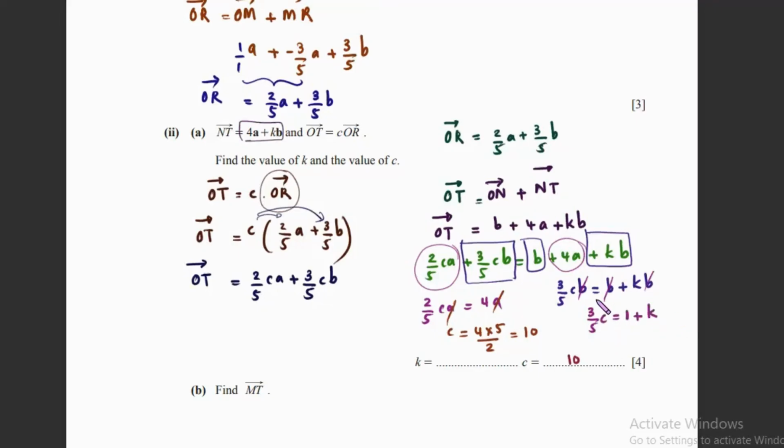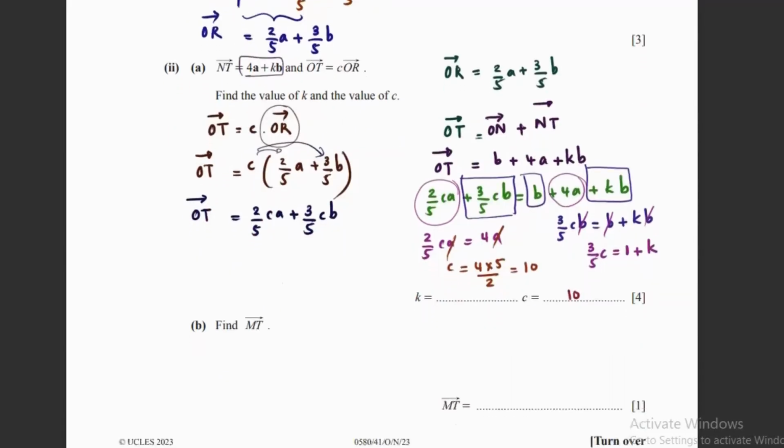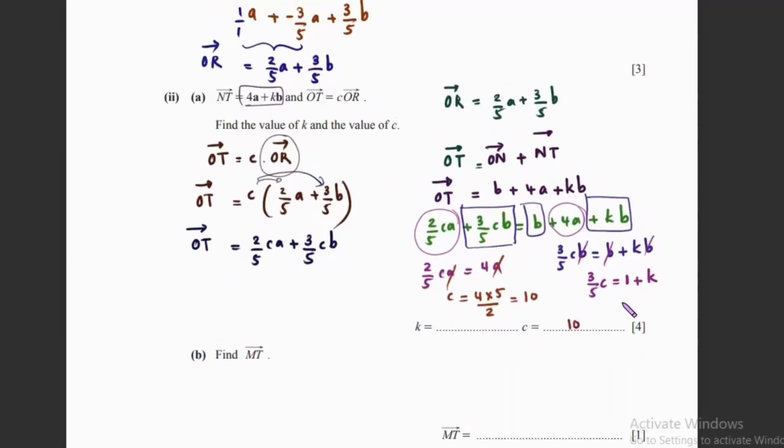I also know the value of C from this step, that C is 10. So I'm going to substitute the value of C as 10. It will be 3/5 times 10, which is 30/5, equal to 1 plus K. Then 30 divided by 5 is 6. So 6 is equal to 1 plus K, which means if I'm to find what K is, I need to bring this 1 to the other side. That will get deducted, which makes 5, so the value of K is 5.